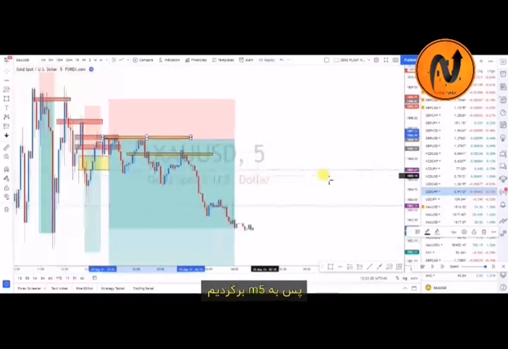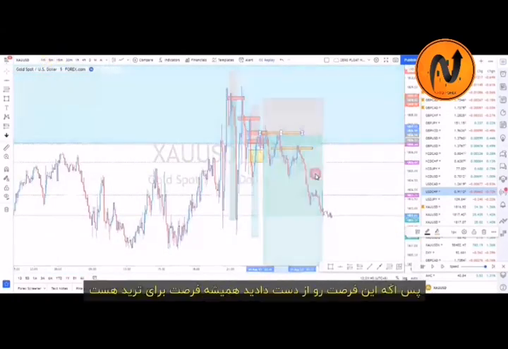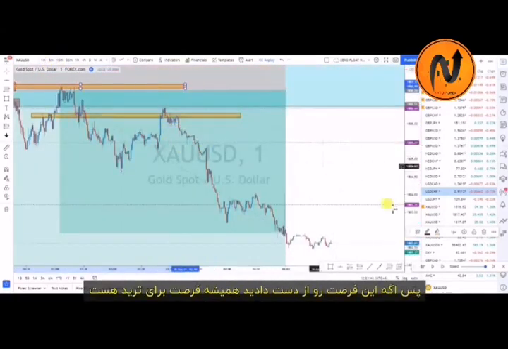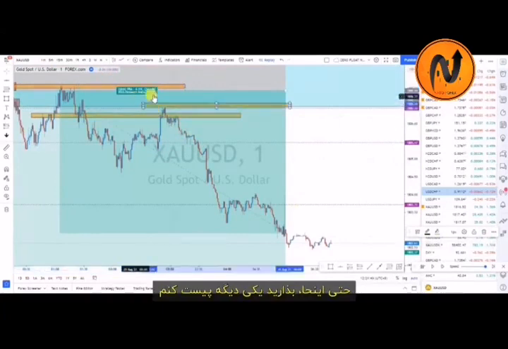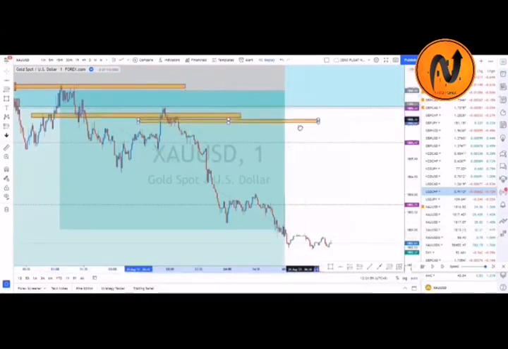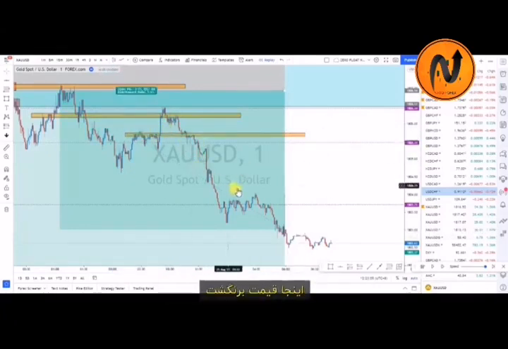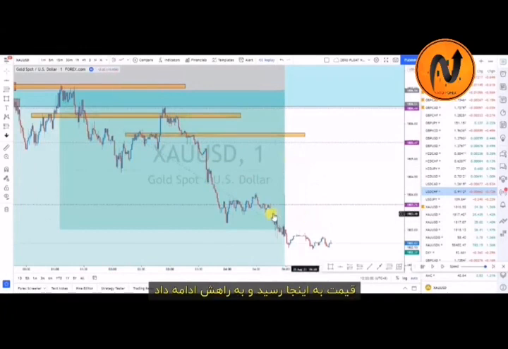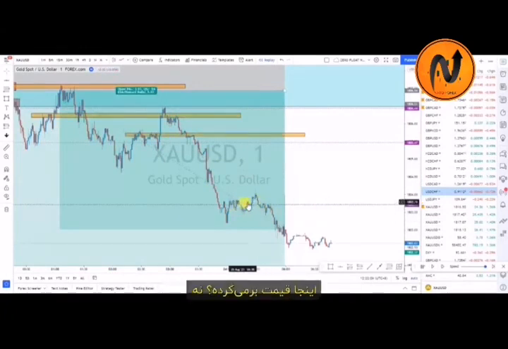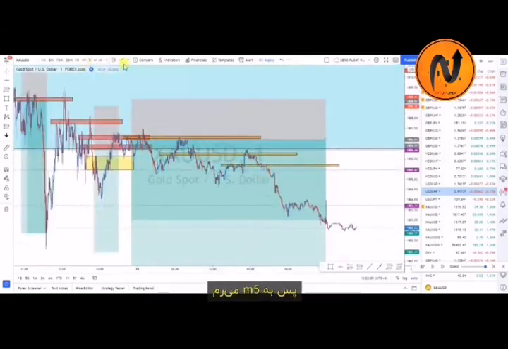So let's go back to the M5. Okay guys, so if you miss this opportunity, there is always an opportunity to trade. So even here, let me paste another one here. You can trade here if you want, but here the price did not come back. Price touched here, then continued to go down. Or here also, did the price come back? No. So there's always an opportunity to look for sells.